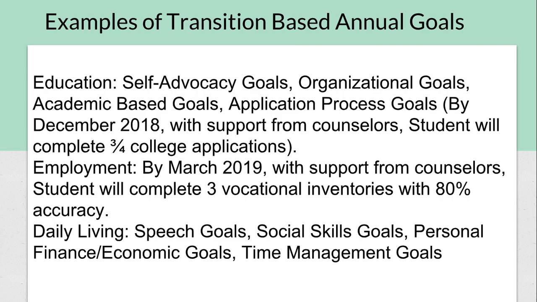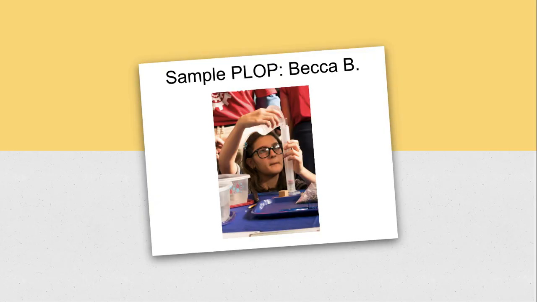When writing goals for transition, sometimes goals that are elsewhere within the IEP can be used to address these transition areas. Examples of annual goals are referenced in the appropriate categories here. So let's take a look at a sample PLOP for a student. This one will not include transition information, but will touch on all the other academic and functional areas.